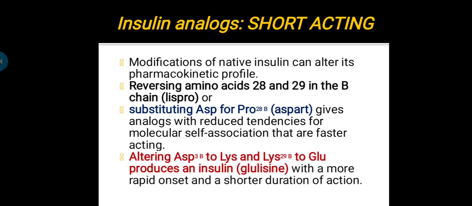And Glulisine is altering asparagine at the third position of the B chain to lysine, and lysine at position 29 of the B chain to glutamic acid, to produce the insulin called Glulisine, with a more rapid onset and shorter duration of action. So these are the three rapid-acting analogs: Lispro, Aspart, and Glulisine. In Glulisine there are two modifications: at the third position of the B chain, asparagine to lysine, and at position 29 of the B chain, lysine to glutamic acid.